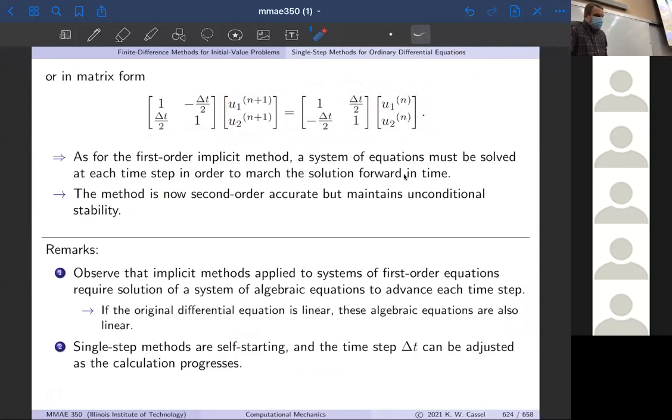You notice the 2 by 2 matrix here is different now because it's a different method. So I'm still solving a 2 by 2 system of equations for two unknowns, but the coefficient matrices, the right-hand side vector are different because it's a different method. Okay, any questions about that?